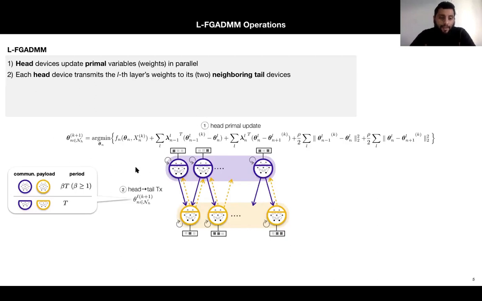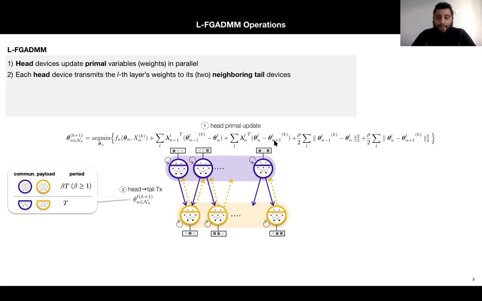Now I describe the steps for updating the primal and the dual variables at iteration k plus one. As I mentioned in the previous slide, first of all head workers will update their models in parallel. This is the augmented Lagrangian function at iteration k plus one. The head worker will use the kth version of its left and right neighbors and the kth version of the dual variables to update its own model.